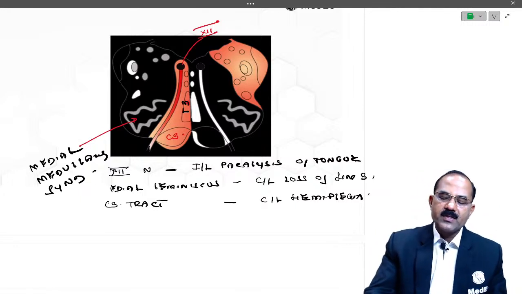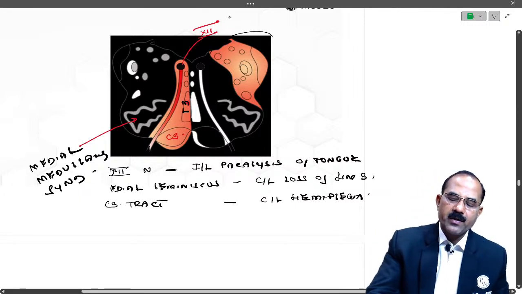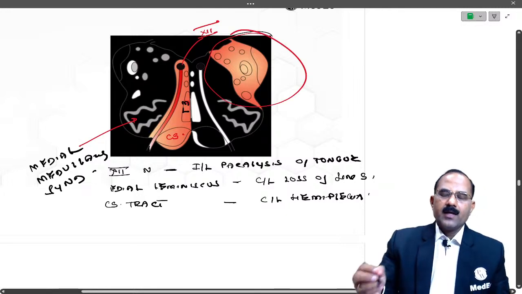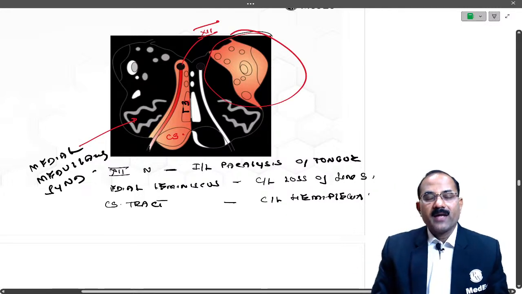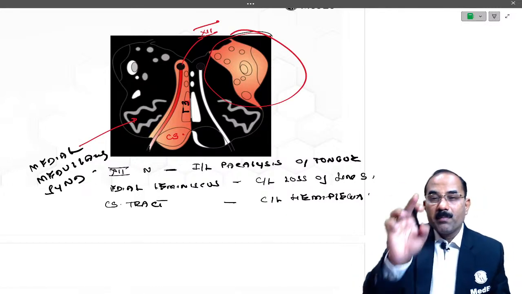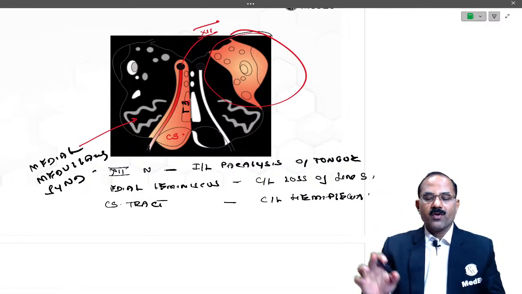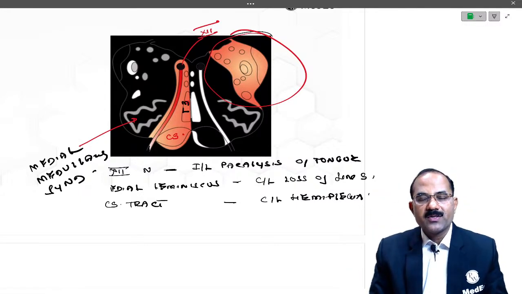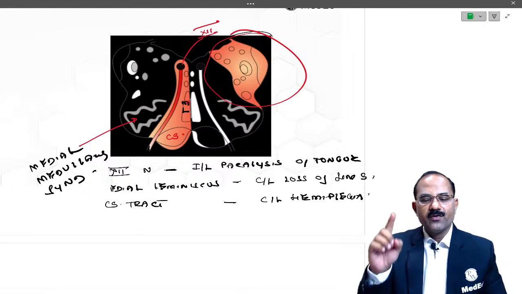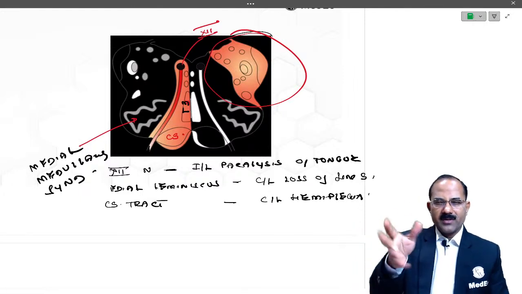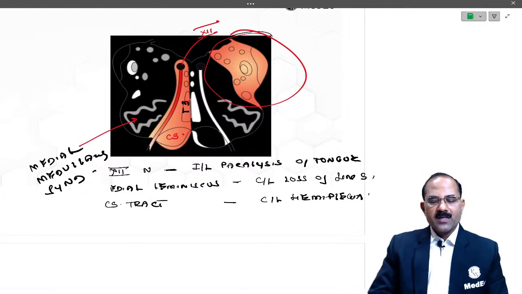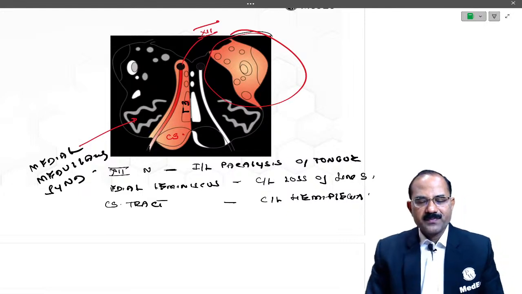And there is one more syndrome in which the lateral aspect of the medulla is involved. Look at this. The lateral aspect of the medulla is involved, and that is what we call the lateral medullary syndrome or Wallenberg syndrome. Wallenberg syndrome is due to thrombosis of PICA, the posterior inferior cerebellar artery. Just go through it. So I've told you two important syndromes here.